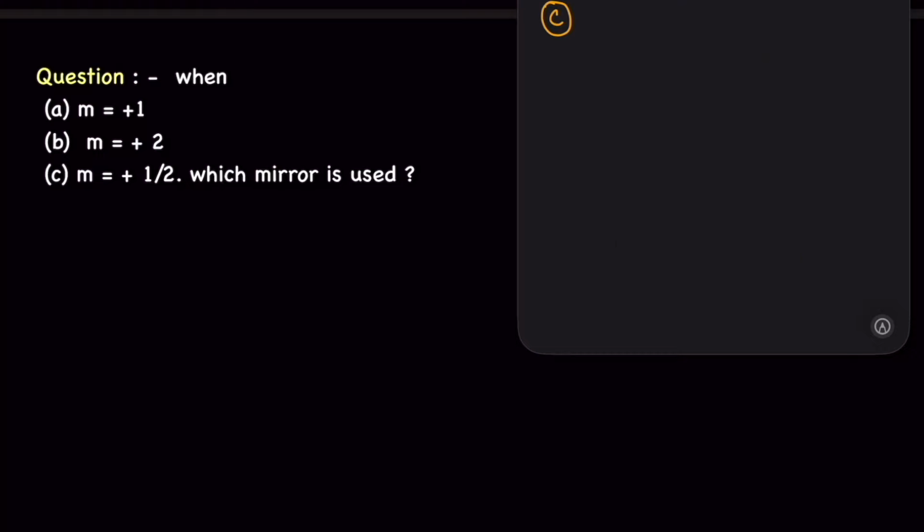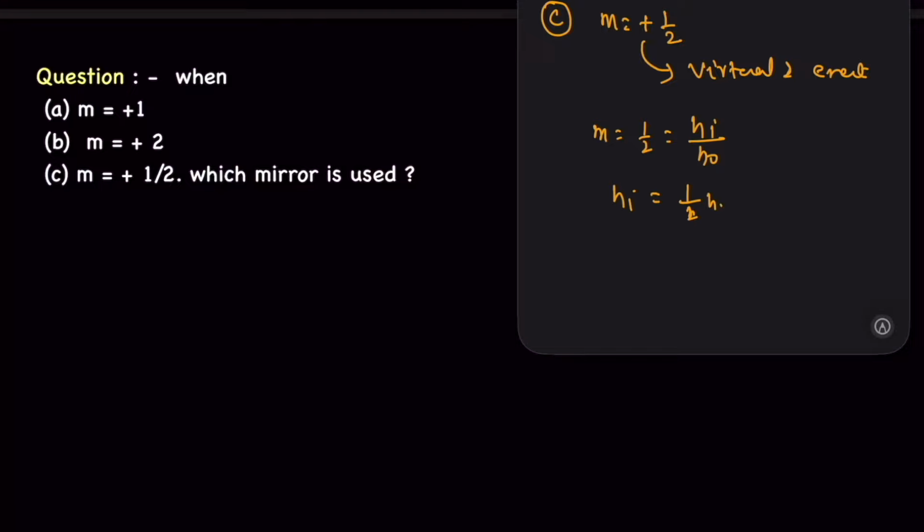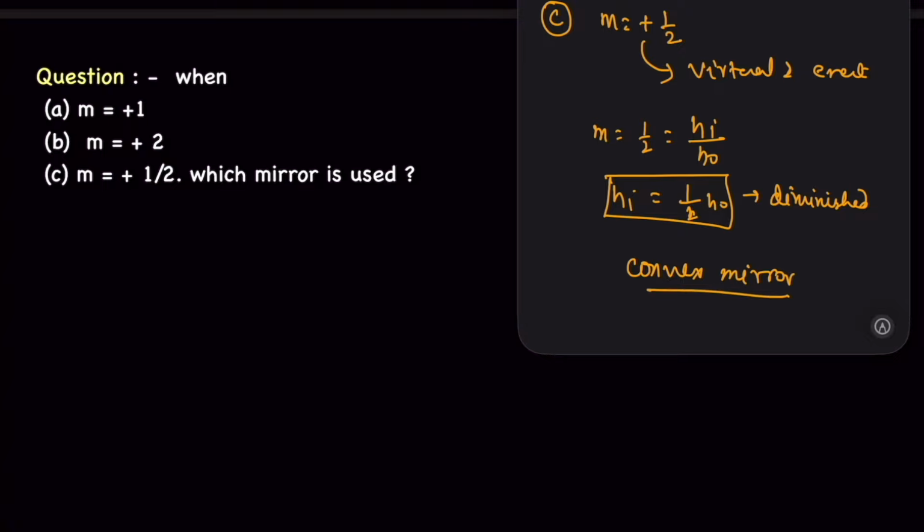Next is when m is equal to plus 1 by 2. Plus, same as before, means virtual and erect. And m is 1 by 2, which is height of image by height of object, so height of image is half of height of object. So it is a case of diminished. A convex mirror can form the diminished image. So this is the answer.